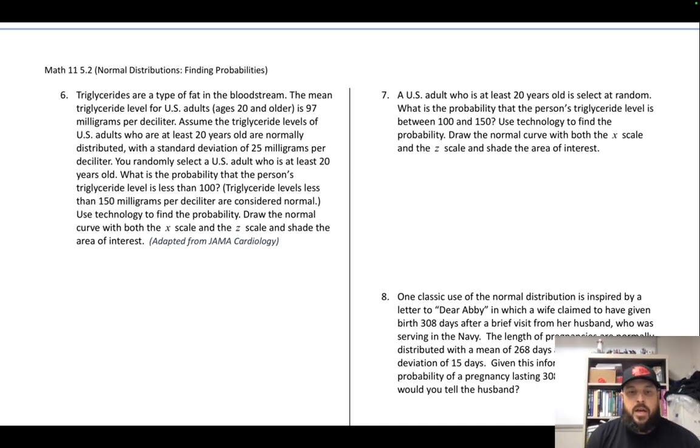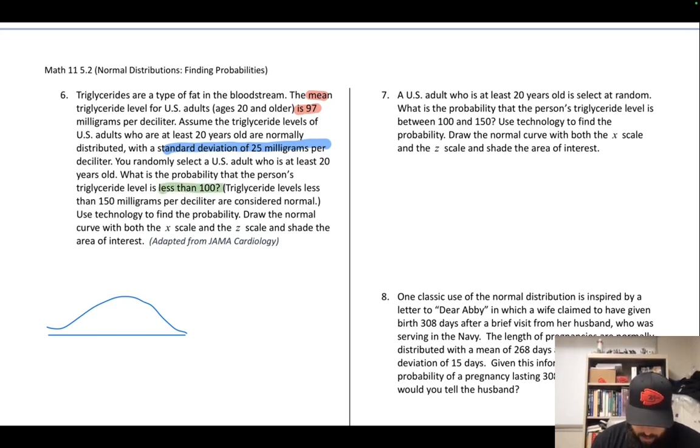Use technology to find the probability, and then draw the normal curve. All right. So let's identify some important things after we draw our initial sketch. Just get that curve looking, and then some important things. They tell us the mean is 97, and then we have a standard deviation of 25. And we want the probability that it is less than 100. So our mean was 97, standard deviation is 25. So when we talk about our z-score, we wanted a score less than 100.